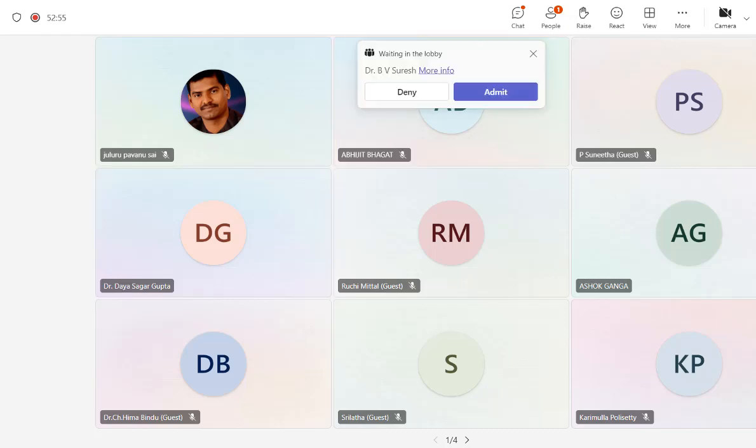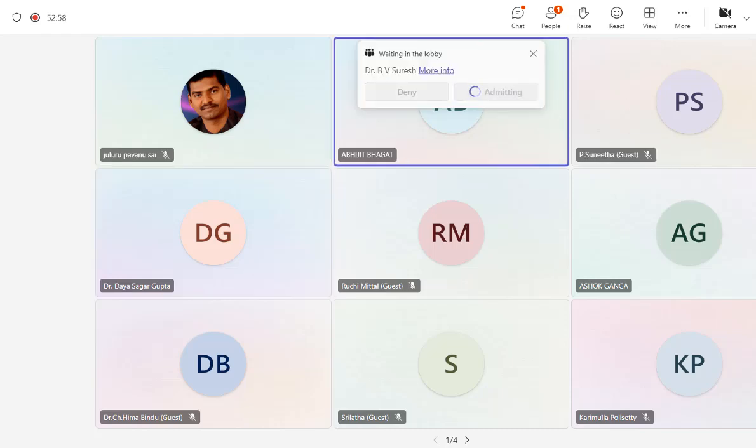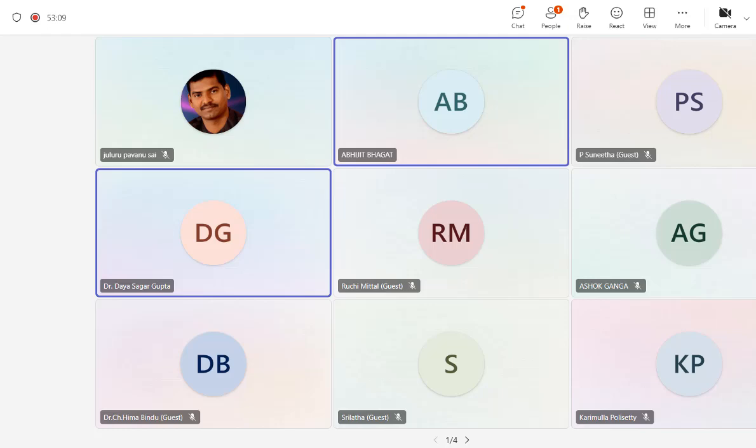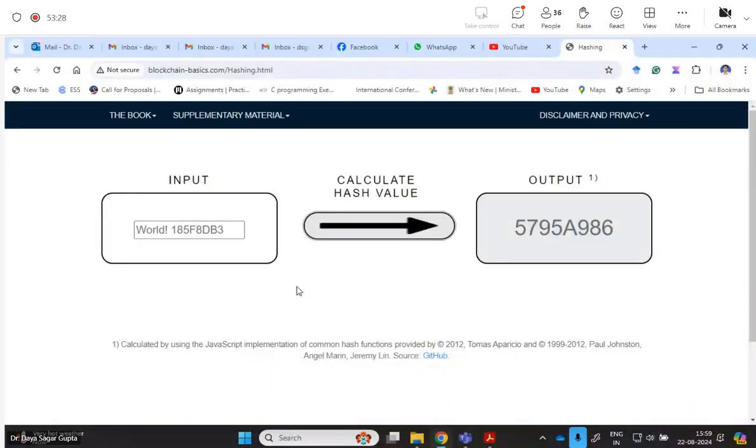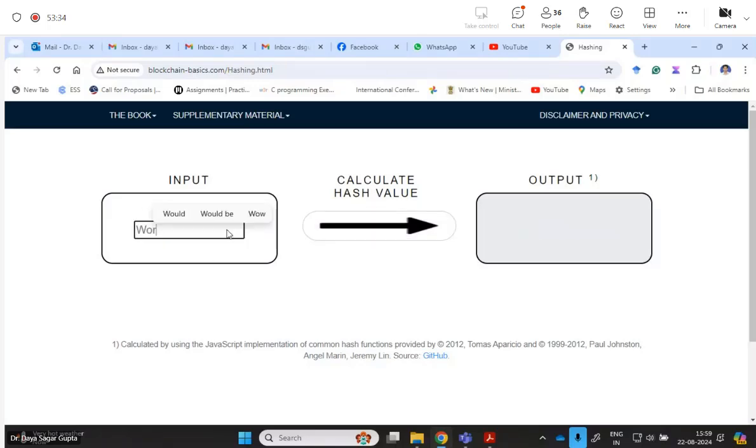Abhijit ji, yes. Sir, this code is always fixed for a particular function or word? Yes. We have discussed that if you have a hash function, it will always create the same hash value for the same message again and again. Let us try to see it here.